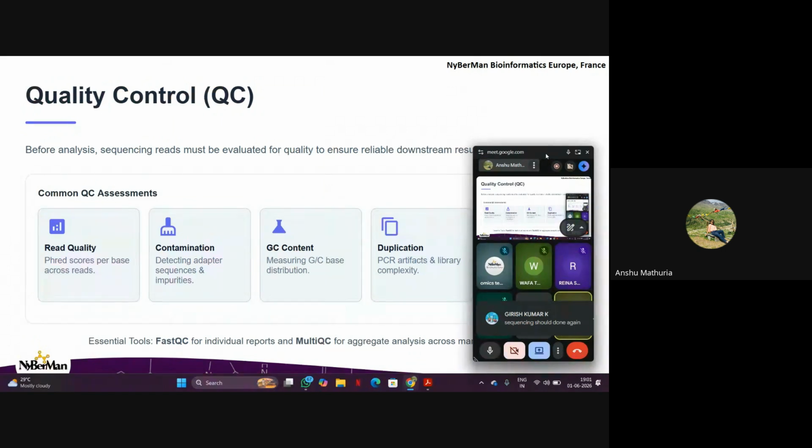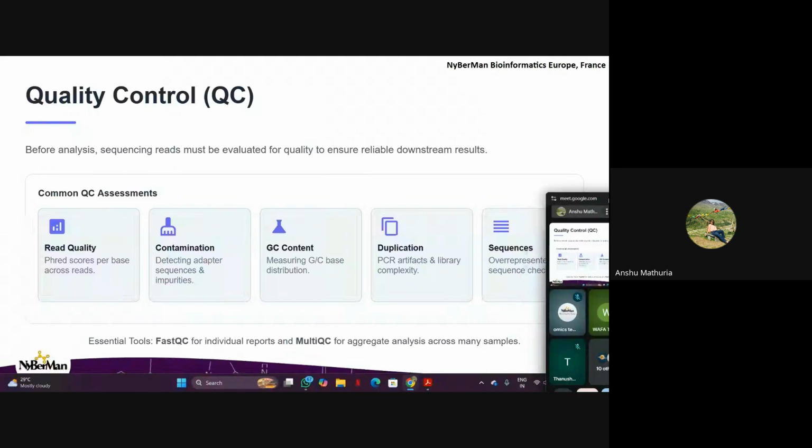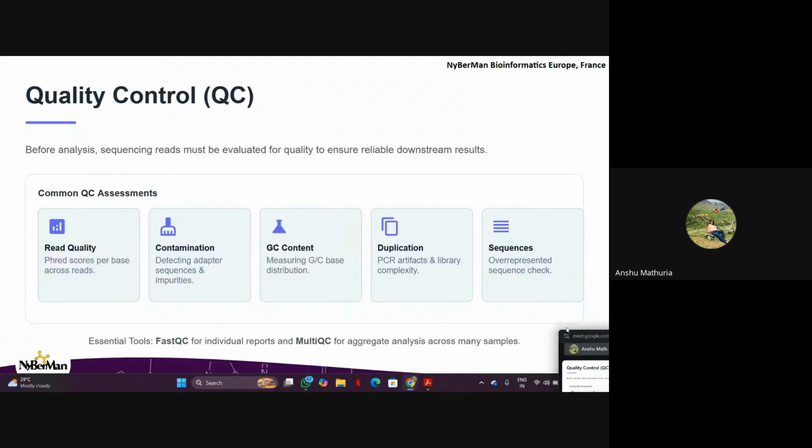Yeah. The sequencing should be done again because the quality is not good. And if the quality is not good, then there is no meaning. Whenever you do the analysis, you will get false results and it will not be biologically relevant. You will get all the wrong analysis and all the wrong data.